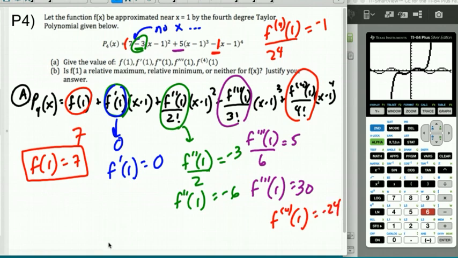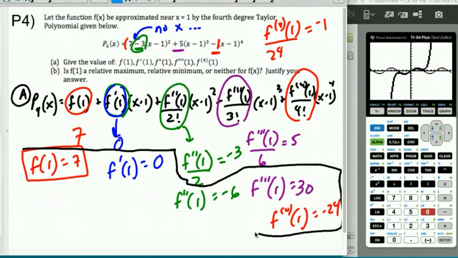Okay, so that's my answer to the first part, right? So these guys right here, so this and this. This is my answer to the first question, right? What are those values, right?